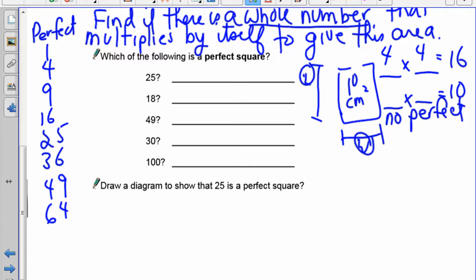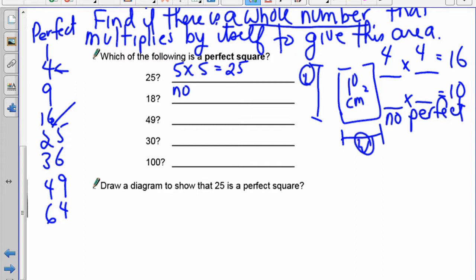Any area in between these numbers, so a 5, would not be a perfect square. So it's 25 in this list right here. 25 is a perfect square because 5 times 5 is 25. What about 18? You'll see the 18 will be somewhere in here. It's not 16, it's not 25, so this is no. There are no numbers that multiply by itself to give you 18.